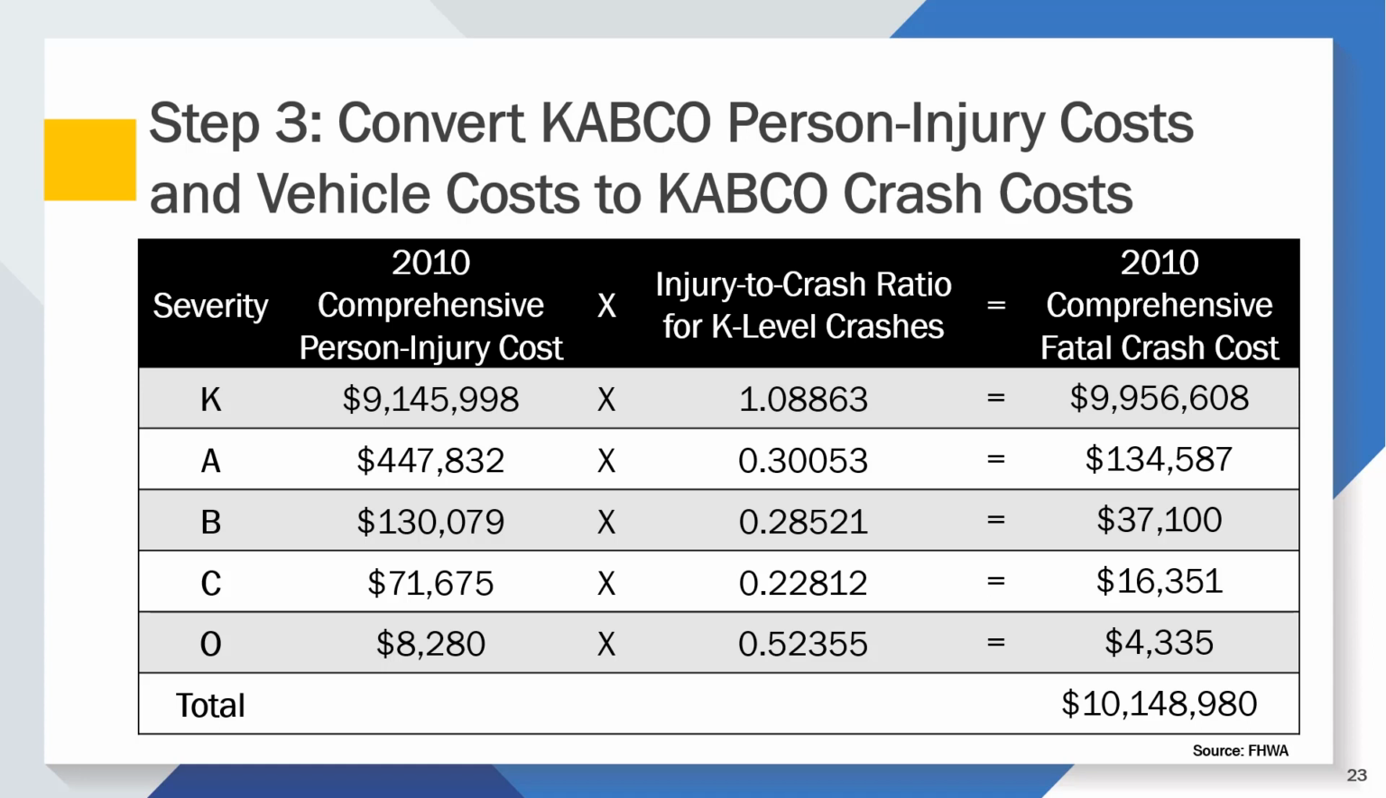To convert either person injury costs or vehicle costs to crash costs, you can use average ratios of injuries per crash or vehicles per crash by severity. This example shows how to use injury to crash ratios to determine the cost of an average fatal crash. First, multiply each KABCO person injury cost by the corresponding injury to crash ratio. The resulting values represent the average cost of injuries by severity from one crash. Sum the products to determine the equivalent fatal crash cost.